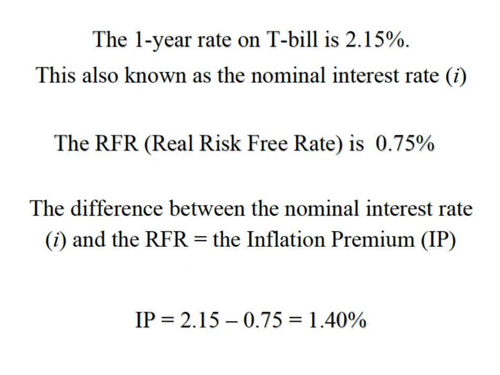So the difference between this nominal interest rate, the 2.15%, and the real risk-free rate of 0.75% is the premium that investors have to get in order to compensate for inflation. So in order to find the inflation premium, we simply take the nominal interest rate, subtract the real risk-free rate, and the difference between those two is the inflation premium.